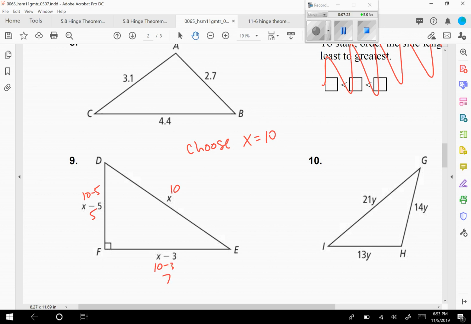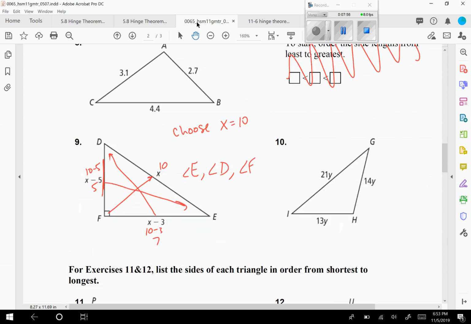And so now I can order my angles from least to greatest. So I find my smallest side, the 5, and I go across, and what angle is it pointing to? E, so that's my smallest angle. Now look at your medium side. You have a 7 and you have a 10. Okay, 7's a medium, so go across, angle D. And then your largest side is across from the 10, so that's angle F. So there you go.